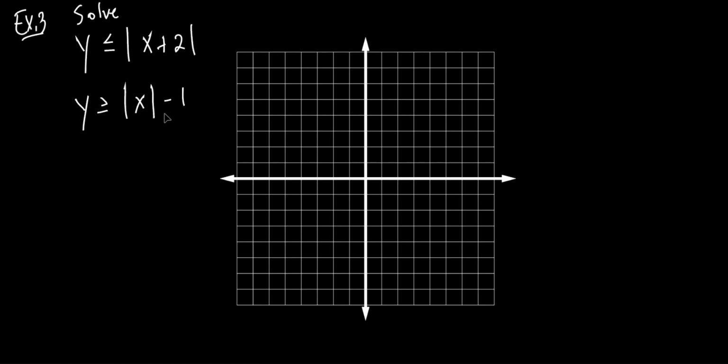So this is what we're graphing. Tell you what. What's that? Aren't they both V's? They are V's. That's correct. One's 2 to the left of 0, 0. One's 1 below it. That's correct. You got it. You're getting smart.